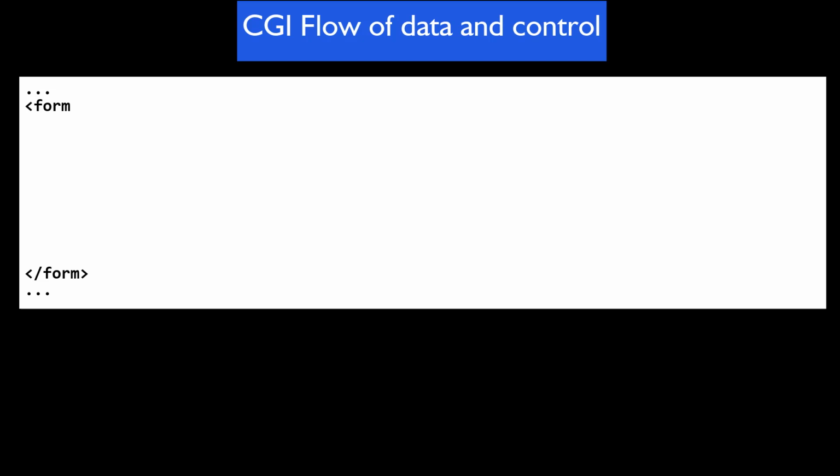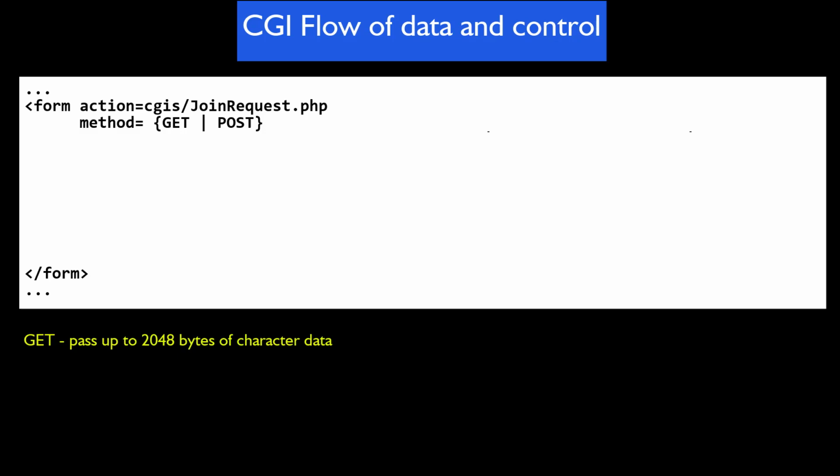CGI flow of data and control. It all starts with forms on your web page. Recall these attributes available for form elements. Action names the resource that is your CGI target, a file name. Method, get or post. There are a few others, but those aren't useful for us. Get can pass up to 2048 bytes to a CGI, and the data can only be character string. Post has no limit for size, and it can pass multiple files of any type.